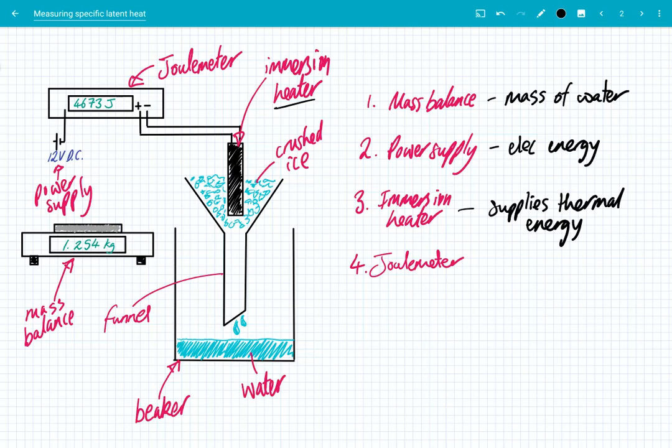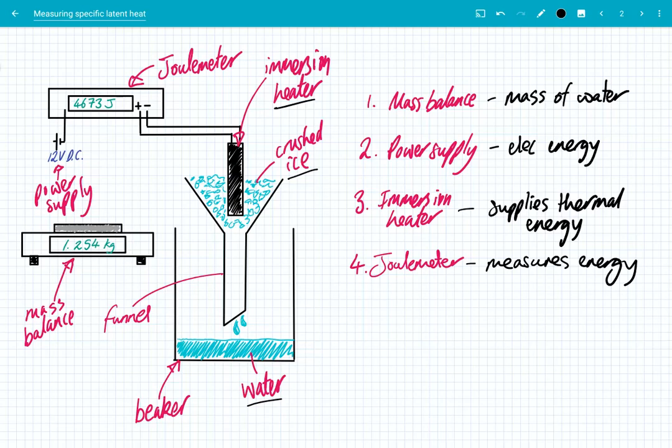We need to know how much energy we're supplying from our power supply into this immersion heater and how much thermal energy is going into the ice. So we need to use a joule meter. And the joule meter measures how much energy is being supplied. We've got a few other bits of equipment. We're going to use some crushed ice, which means that the ice can get closer to the immersion heater than if we used ice cubes and we get less air gaps. We need a funnel to make sure that we capture all of the water. And we're going to use a beaker just to collect all of our melted water at the bottom.